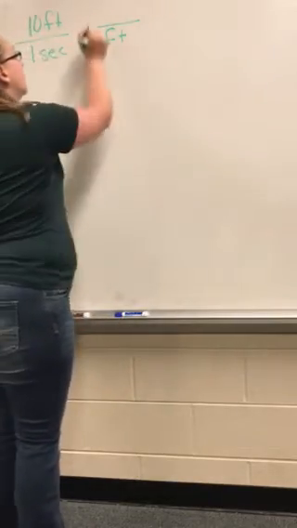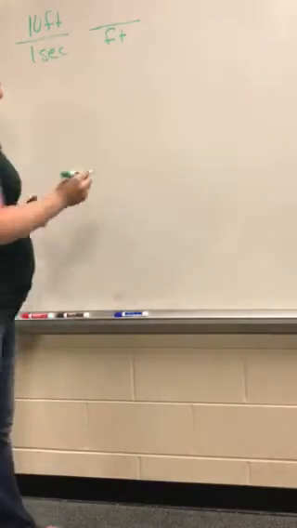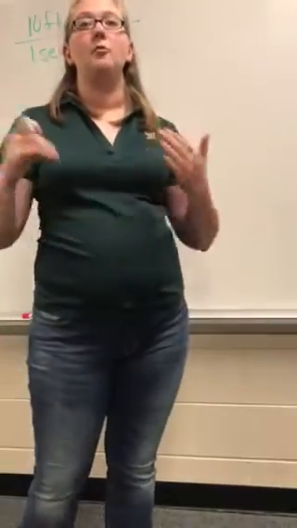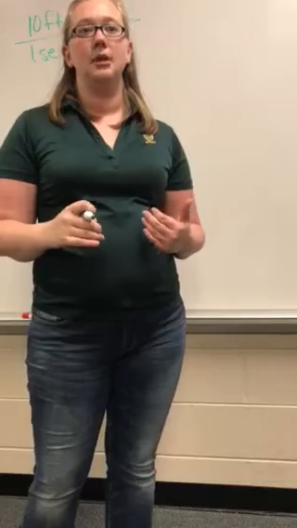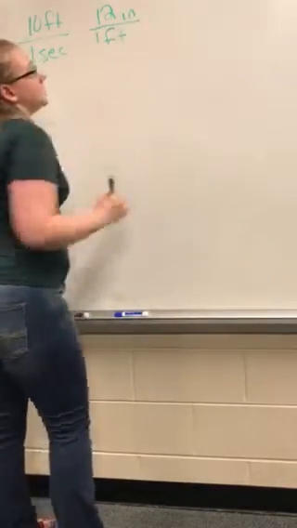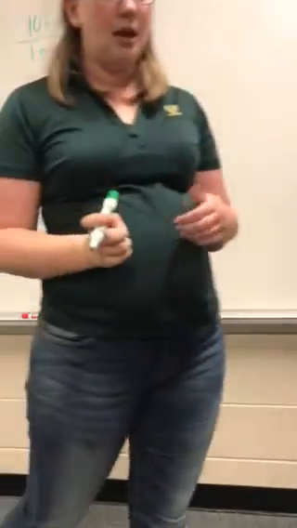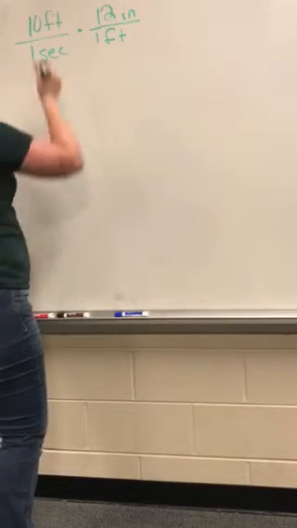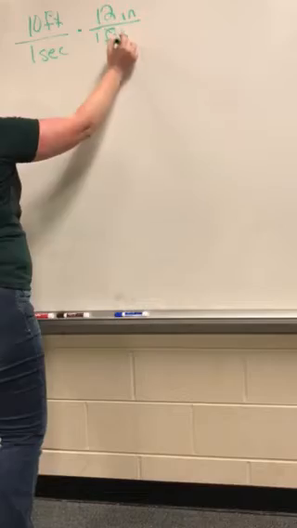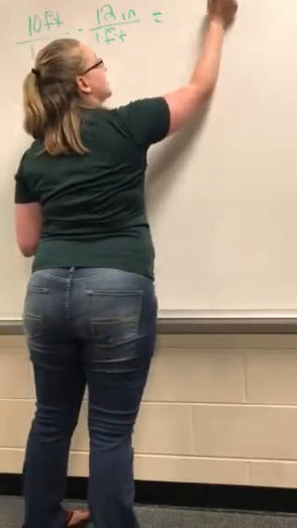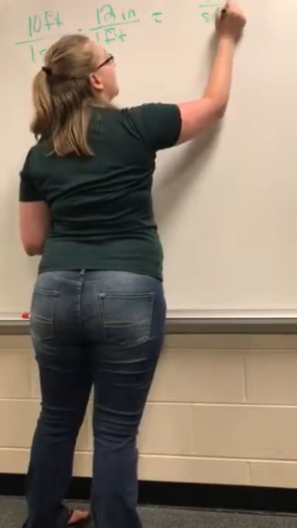Okay? We're going to have 1 foot. How many inches are there in 1 foot? Right, there's 12. So we have 12 inches in 1 foot. To make this happen, we're going to multiply these two fractions together because our feet cancel. And our units that we're left with are inches per second.